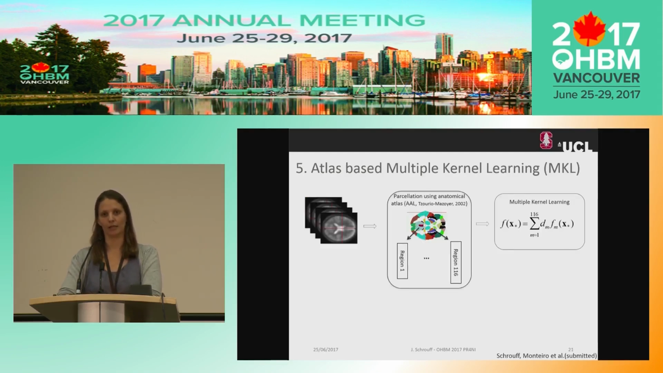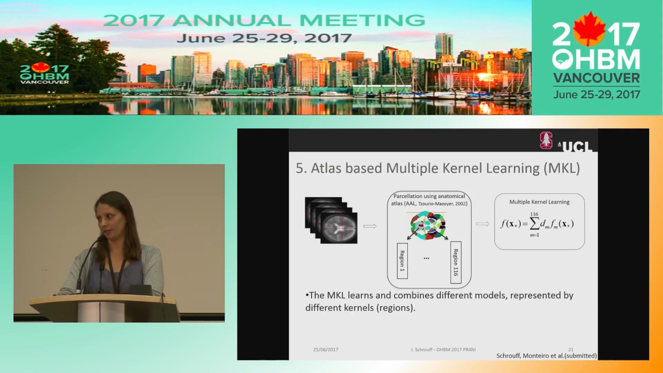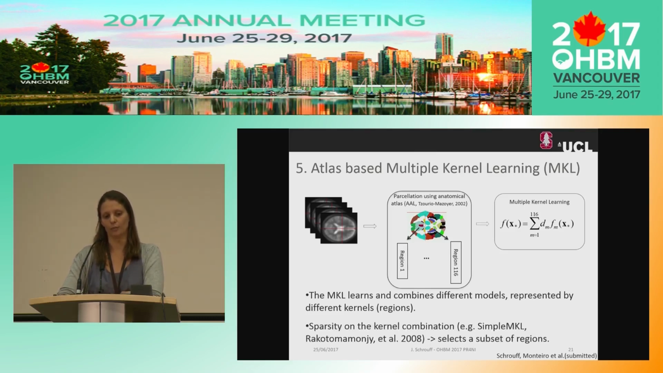Now if we combine a little bit of a priori knowledge and sparse algorithms, we can have atlas-based multiple kernel learning. With that type of model, you parcellate the brain according to an atlas. The choice of the atlas is yours, and here I chose the AAL with 116 regions. For each region, we build a kernel, and the model builds a model for each region, and then combines those models into one final decision boundary.